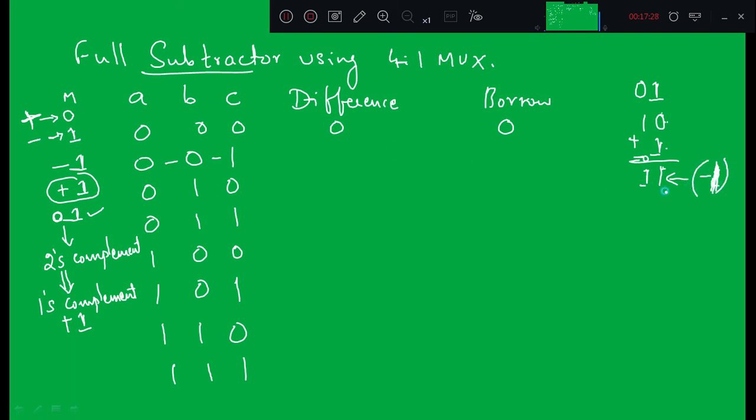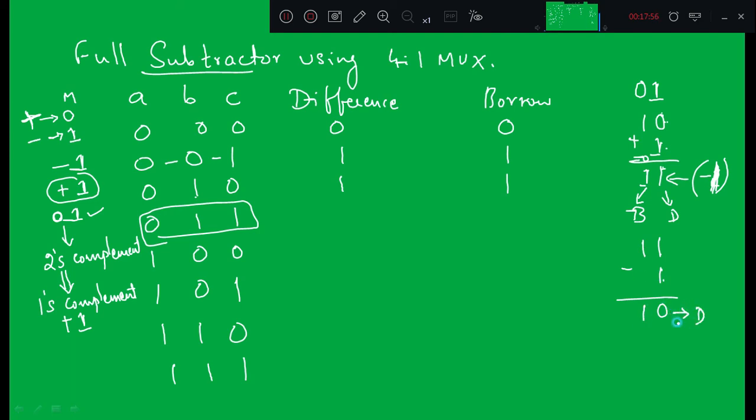So the first is difference, the next one is the borrow. So this is 1, this is 1. Similarly, 0 minus 1 is again minus 1, so 1, 1. Now for this combination, 0 minus 1 is minus 1, which is written as 1 1. Again you subtract 1 from it. What will you get? 1 minus 1 is 0, 1 as it is. This is difference and this is borrow. So difference is 0, borrow is 1.